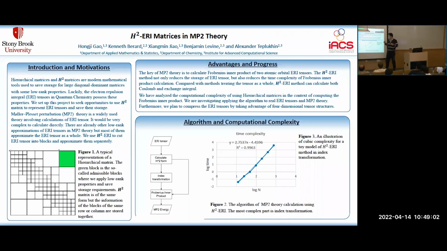We have already analyzed the computational complexity for the mathematical model, and now we plan to further test the complexity on real ERI tensors and see the results. If the stability and accuracy are promising, we will further explore compression of the tensor into, for example, a 4-dimensional form or other compression methods.